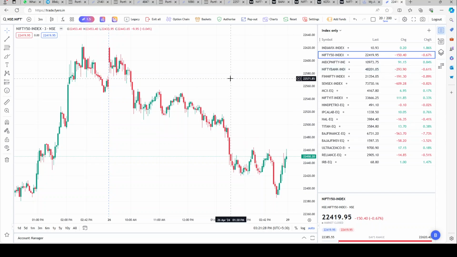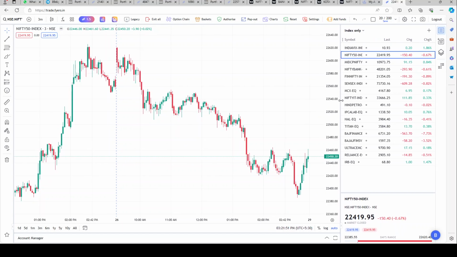We are on a Nifty 50 index on the 3-minute time frame. The point to stress over here is the 3-minute time frame. I only use this setup on the 3-minute time frame. You can try 3 minutes, 2 minutes, 4 minutes, 5 minutes. I generally use this setup only on the 3-minute time frame. All right. So this is the Nifty 50 index.